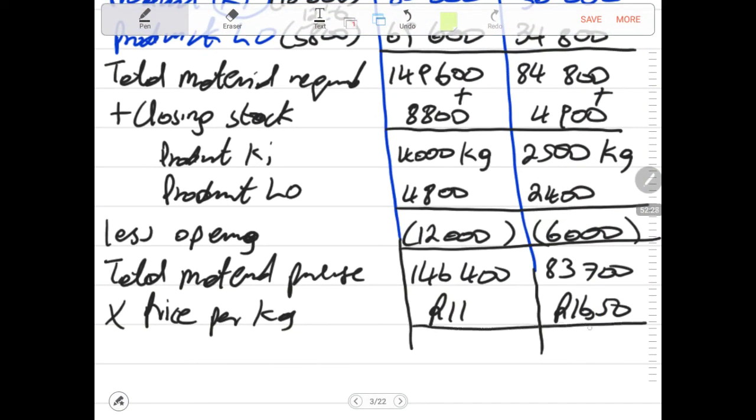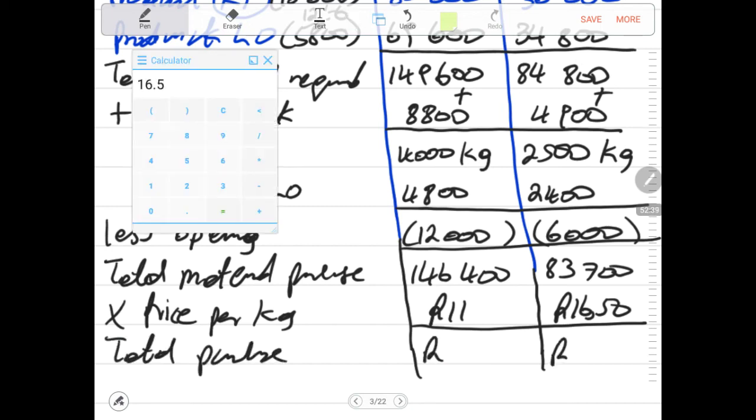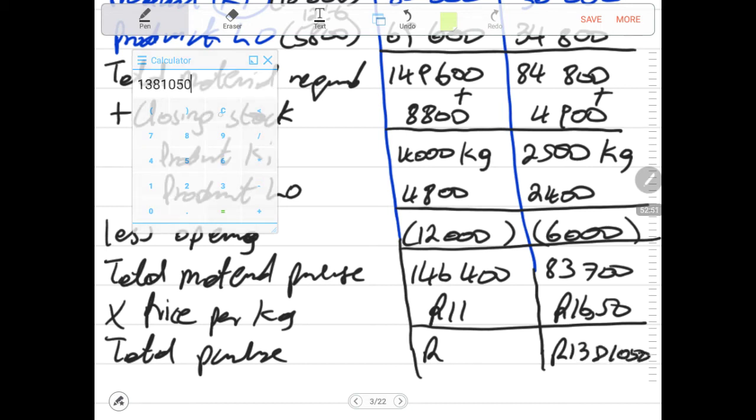So now we get to the value of the purchases. This will be the total purchases, the price that we are going to pay. 83,700 gives us 138,1050. And 11 by 146,400, we get 261,400. Now this is where the purchase budget will stop.